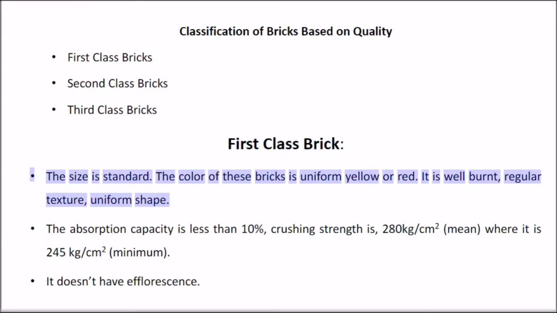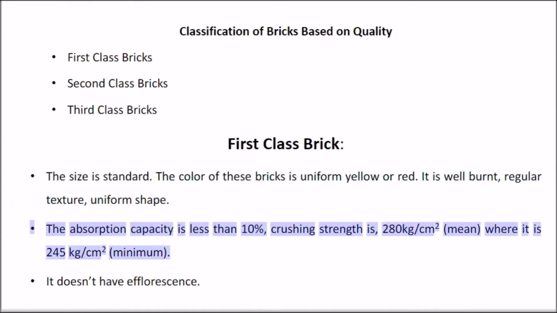The size is standard. The color of these bricks is uniform yellow or red. It is well burnt, with regular texture and uniform shape. The absorption capacity is less than 10%, crushing strength is 280 kg/cm2 mean, where it is 245 kg/cm2 minimum. It doesn't have efflorescence.